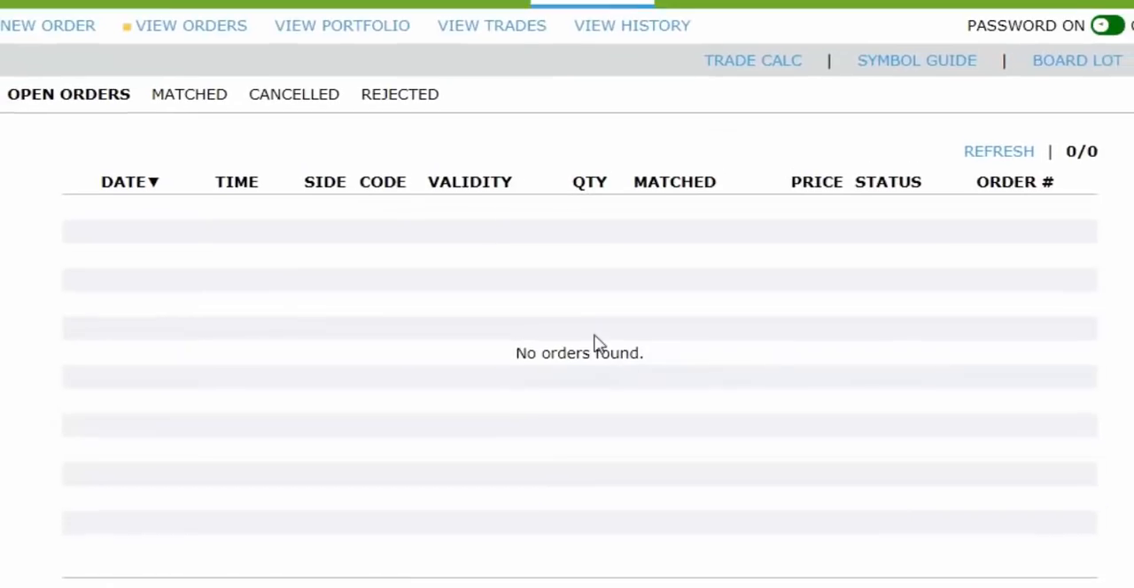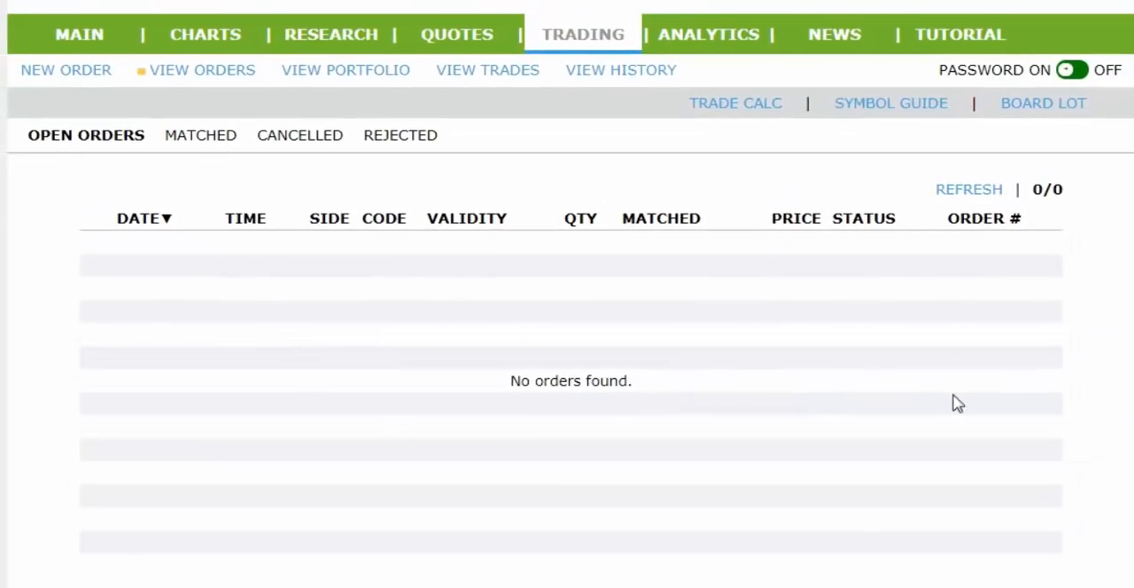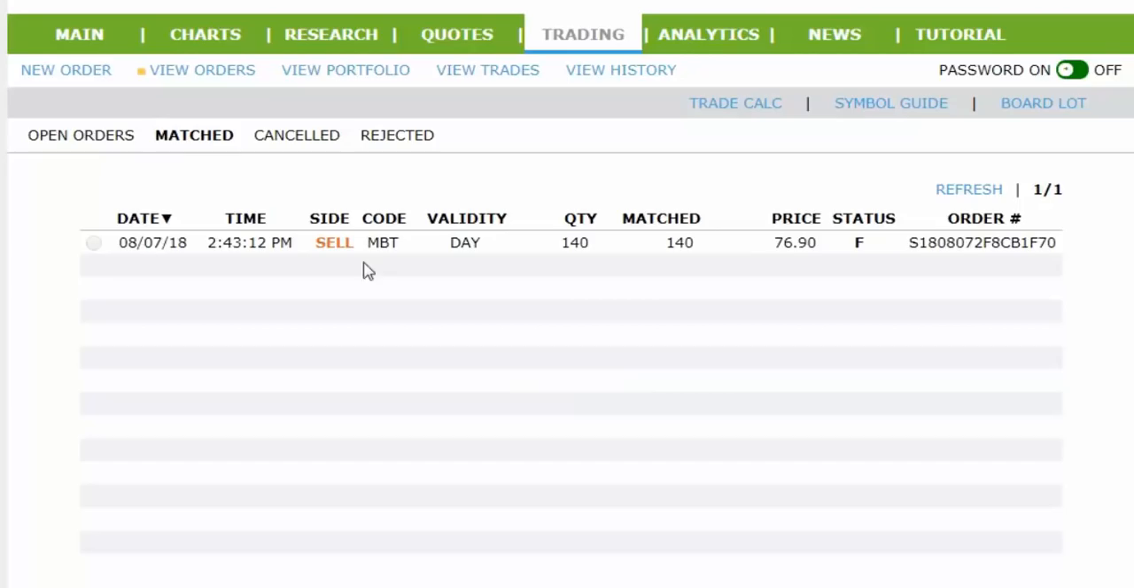Okay? If you now click view order, wala na siya sa open order because again, we put a price that is available in the bidder's price. So, automatically mapupunta na yun sa matched. Ayan. So, 140, 140 at 76.9.